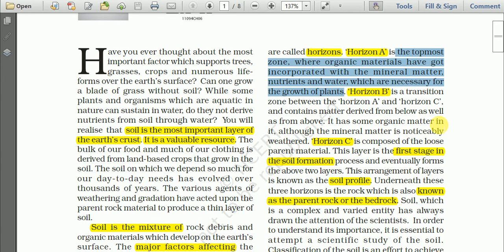Horizon A is the topmost zone where organic materials have got incorporated with the mineral matter, nutrients and water which are necessary for the growth of the plants. Remember, the topmost zone of the soil is known as horizon A, and it contains organic materials mixed with mineral matter, nutrients and water, which are necessary for the growth of plants.